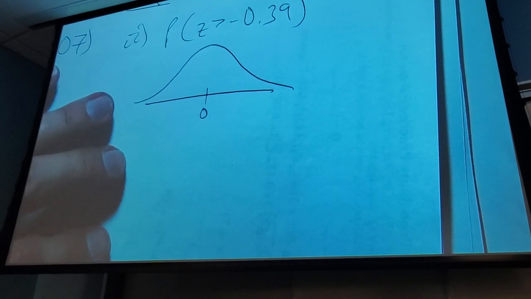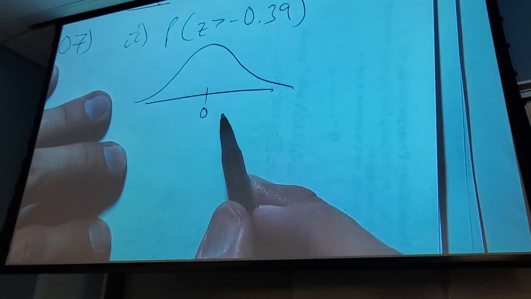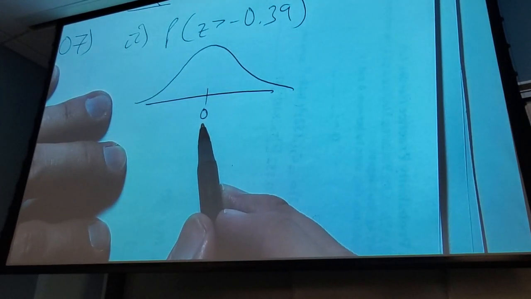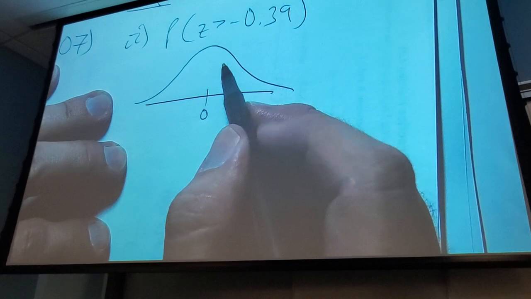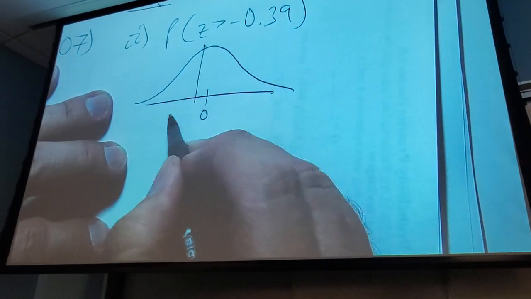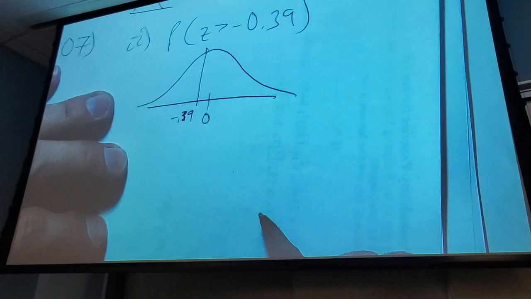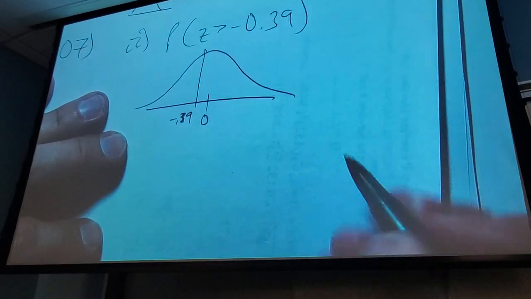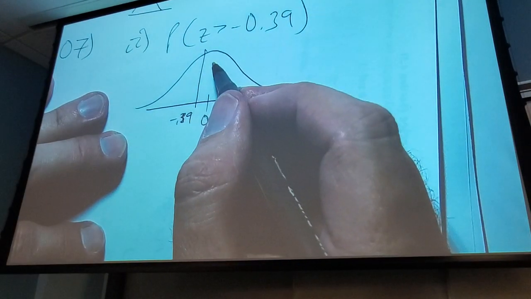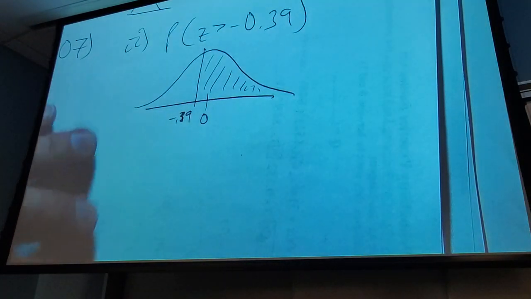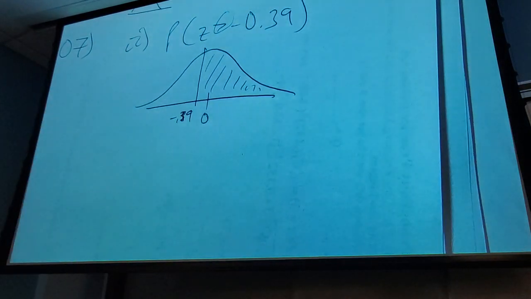Let me make sure everybody's good. So you can always draw this. We got a standard normal, so I know it's gonna be normal, I know it's gonna be 0 in the middle. Where's negative 0.39? To the left. Just a little bit to the left, right? And then which way do I shade? To the right, is that cool? Again, it just points you in the right direction.